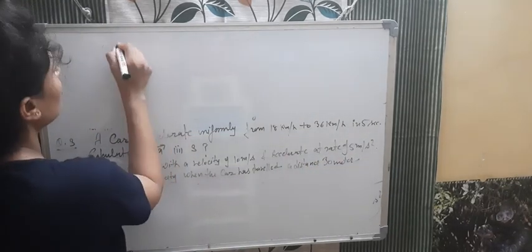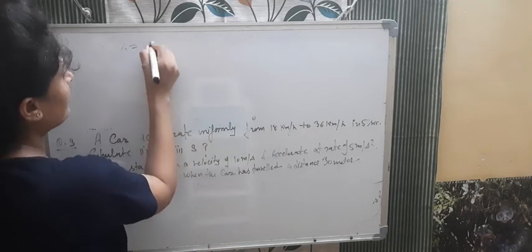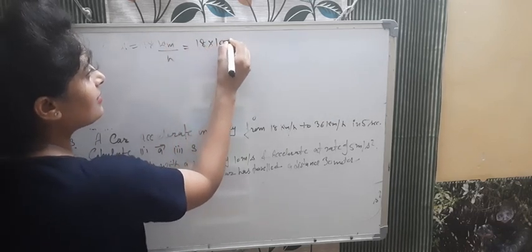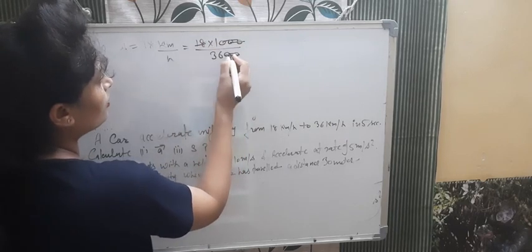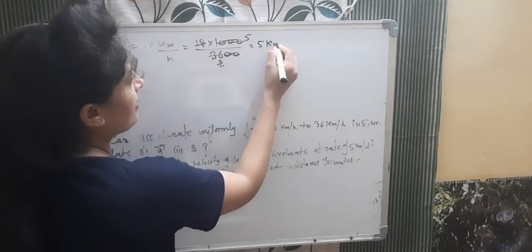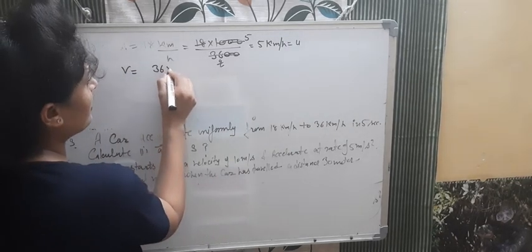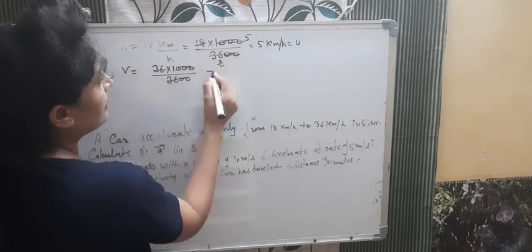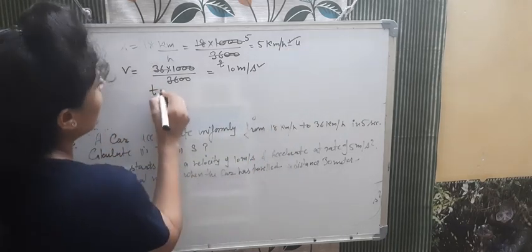So what you will do, you fill this. U is equal to 18 kilometer per hour. Now 18 kilometer means 1000, hour 3600. How will you do this? 2 and 5, so it will be 5 meter per second. Initial velocity U. Final velocity V is 36 kilometer per hour. Again you will convert, and it will come 10 meter per second. This is final velocity, this is initial velocity. Time is given 5 seconds.